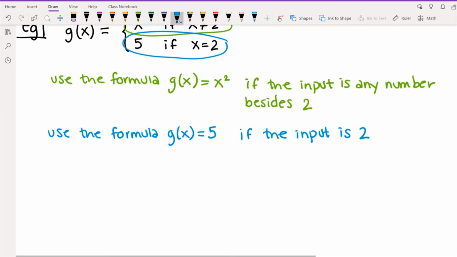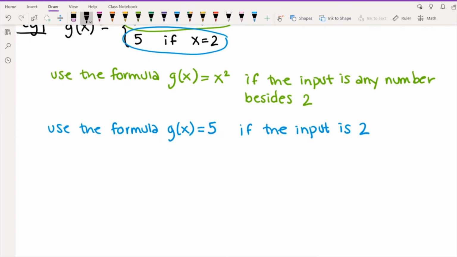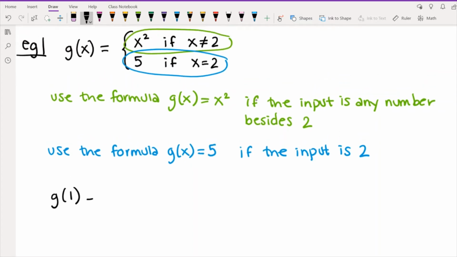Okay, so let's evaluate a couple of examples here. So for example, let's say that we're trying to find g of 1. So which formula are we going to use here? Well, we're going to use the top one, right? We're going to use the first formula.